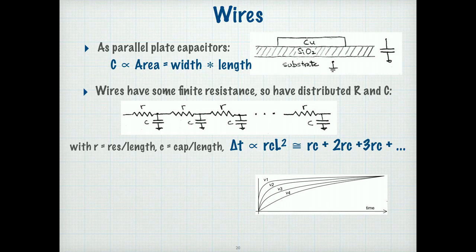The other thing is that wires have some finite resistance. It's copper. Copper is not a perfect conductor. It has its resistance as well. So a typical way to model a wire would be like this, with small pieces of RCs, right? This is the right model. If you take each piece smaller and smaller to the limit, you would get a continuous RC, but it's hard to think about continuous RC, so we think about lots of discrete RCs.